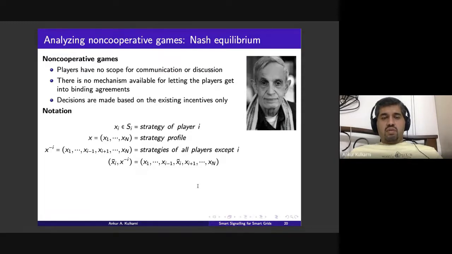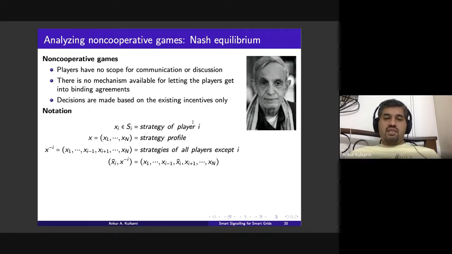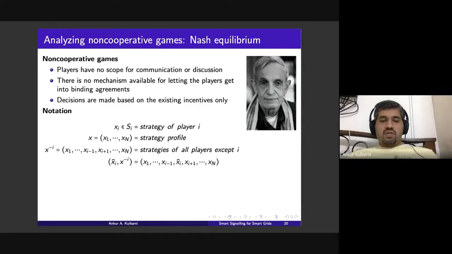So here's some notation for me to define the Nash equilibrium. Suppose I write xi as the strategy of a player i, and x1 to xn is the strategy profile of the n players. So each player has chosen a strategy; player i has chosen a strategy xi. Now, if I write x minus i, it just refers to all the strategies of all players except for player i. So it's x1 to xi minus 1, then xi plus 1 till xn. So the strategies of all players except for player i.